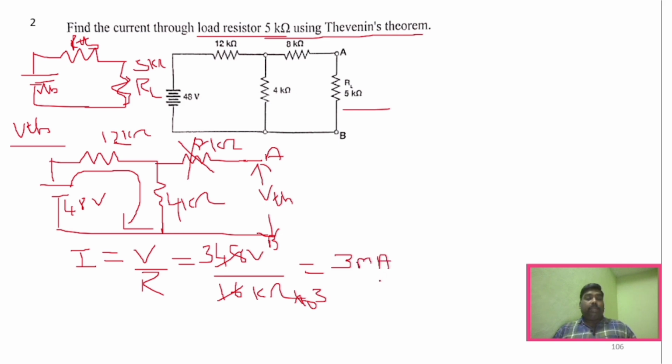It will be 3 milliamp. Now we need to find out VTH. How will I find out VTH? VTH is equal to the voltage across this particular resistor, right?